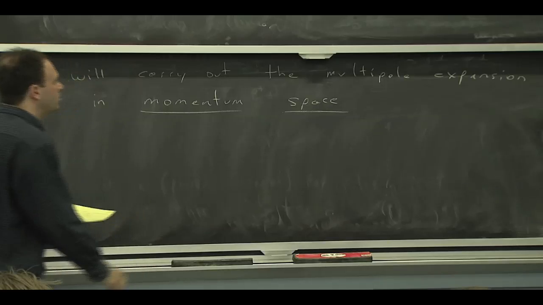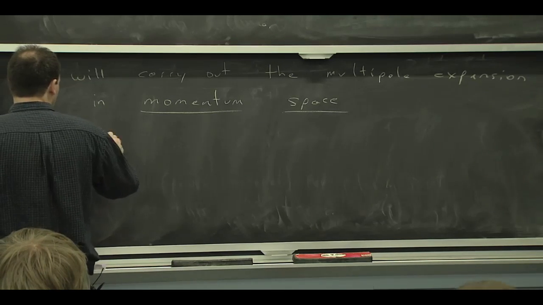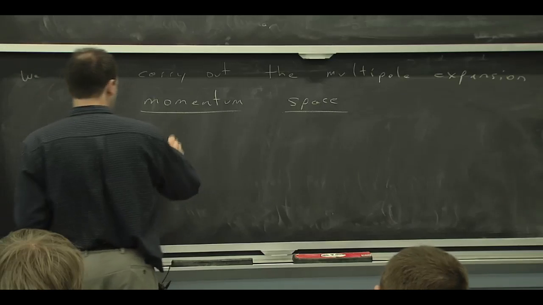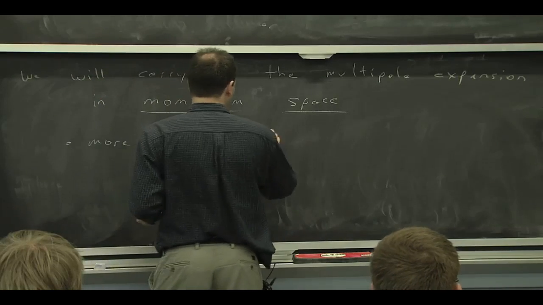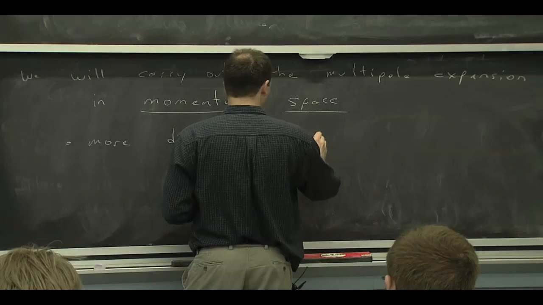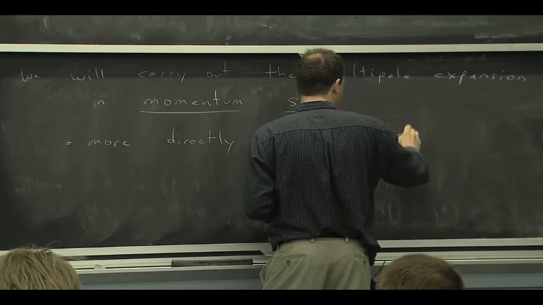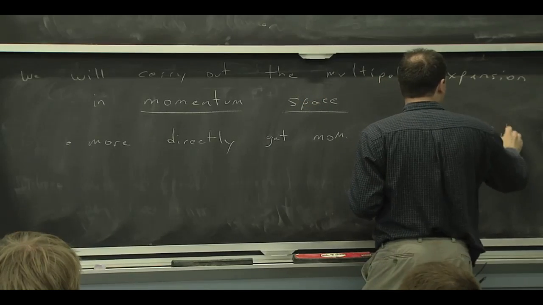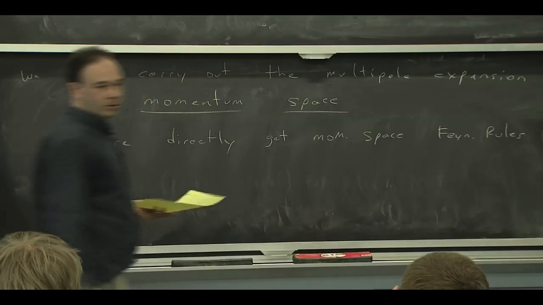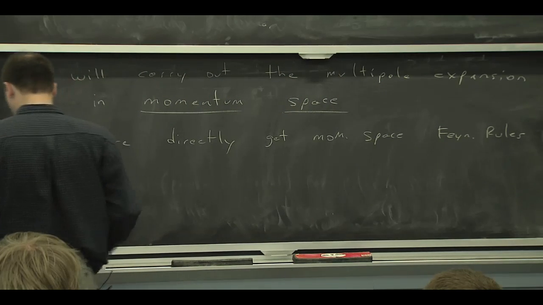So we're going to do the same thing, but we're going to do it in momentum space. What are some reasons to do that? Well, when you do Feynman diagrams, you do them in momentum space. So if we've already formulated things in momentum space, then we'll immediately get the Feynman rules we want to do loop integrals and stuff like that. So that's an advantage of the momentum space, is that you more directly get the Feynman rules you want and the diagrams in the form you want.